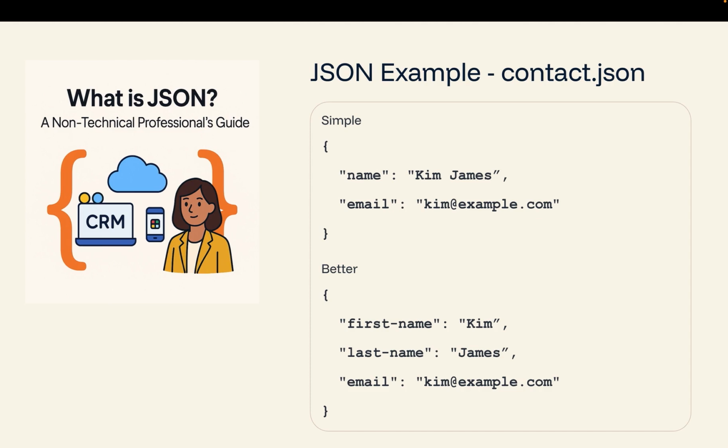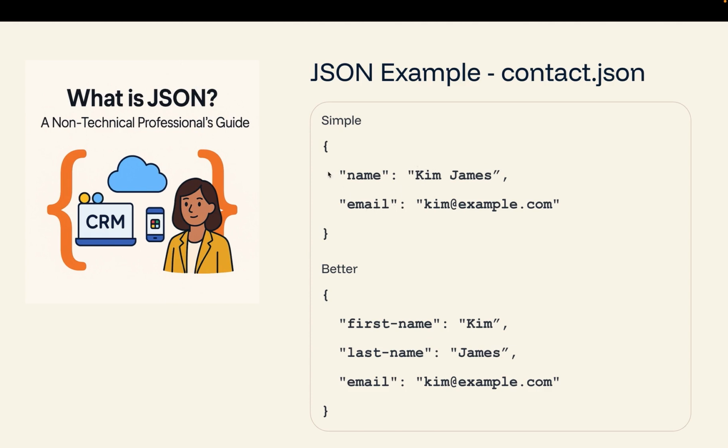Here's a little example on top, and let's call it contact.json. This can be simply a text file. The first example shows the name and the email, with their values. Let's think of the name as a variable, or the key. In the JSON world, it's called key and value. The key is the name, and we assign a value to it. In this case, it's Kim James.